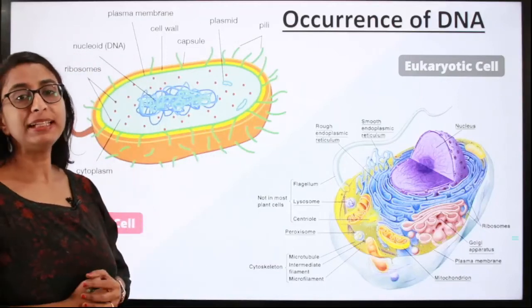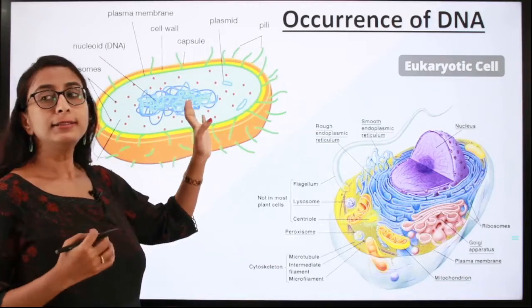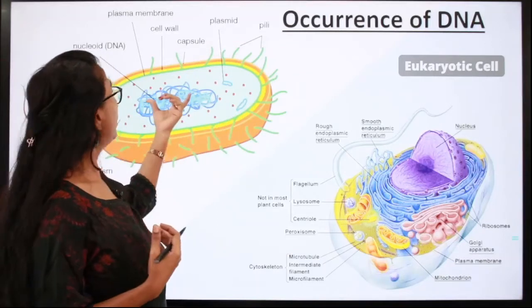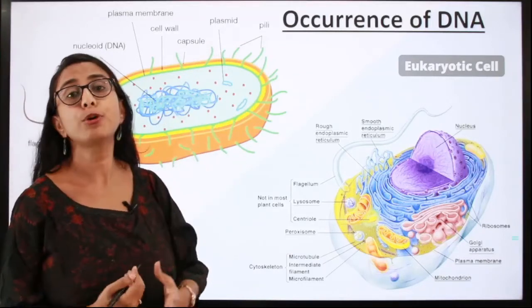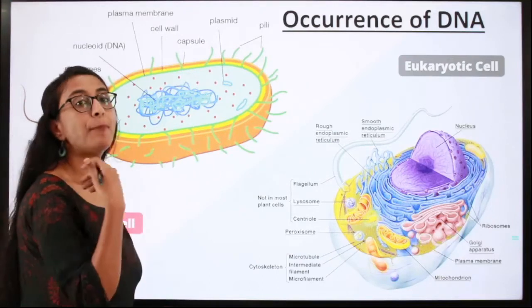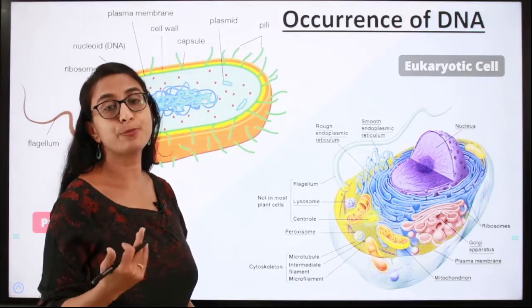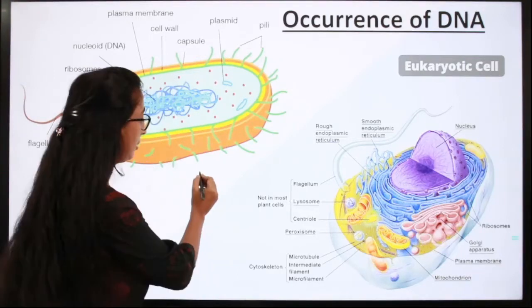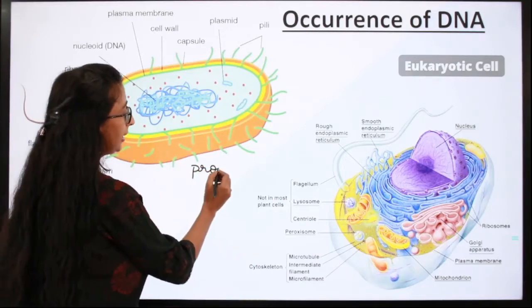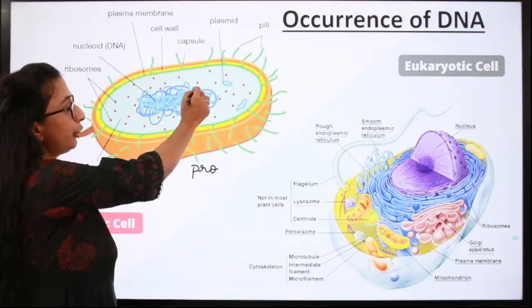So the question can be like this. What are the additional DNA other than the nucleoid DNA that is present in a prokaryotic cell? Okay. So apart from nucleoid DNA, what are the other additional DNA that is present in a prokaryotic cell? So the question can be, what is the additional DNA that is present in a prokaryotic cell apart from this nucleoid DNA?